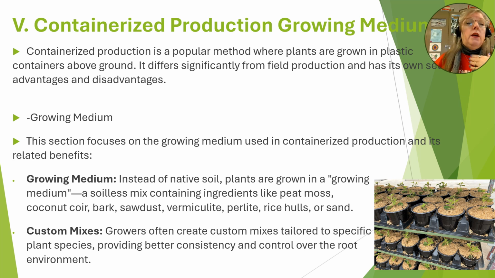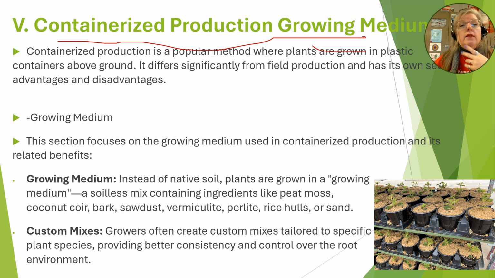Now, growing in containers, which is what we're more used to seeing, especially with house plants and the smaller plants. Containerized production is very popular where the plants are grown in plastic containers above ground. It differs significantly from field production and has its own series of advantages and disadvantages. First, you're going to need a growing medium.